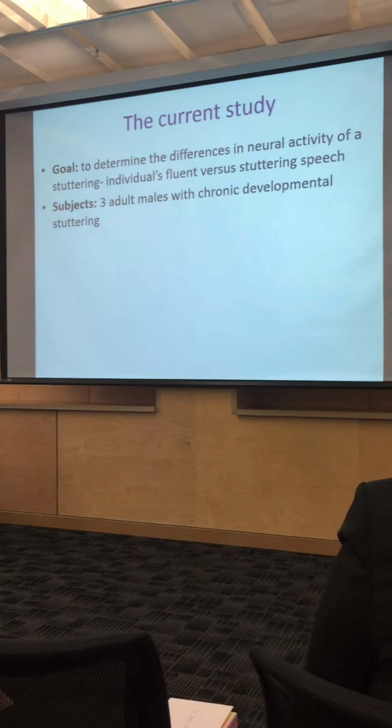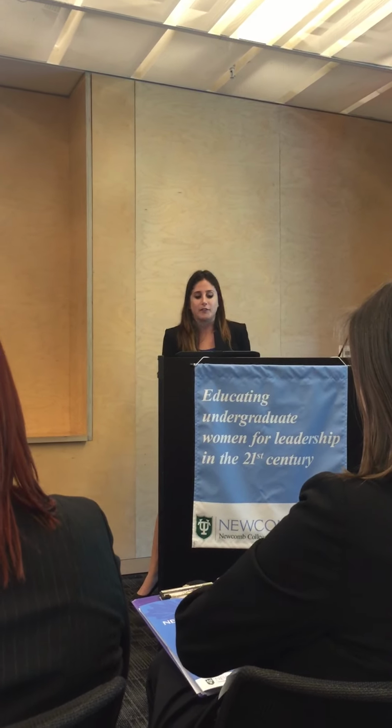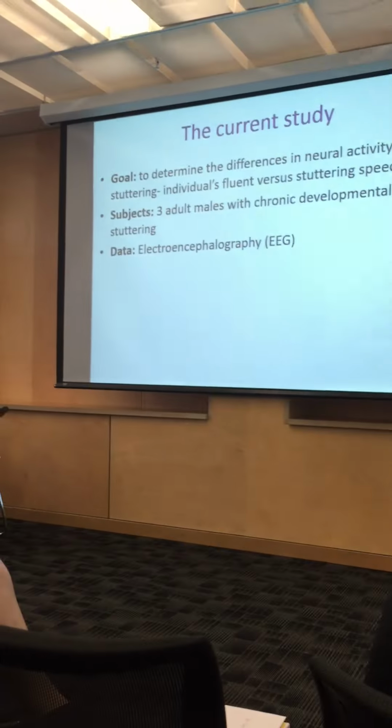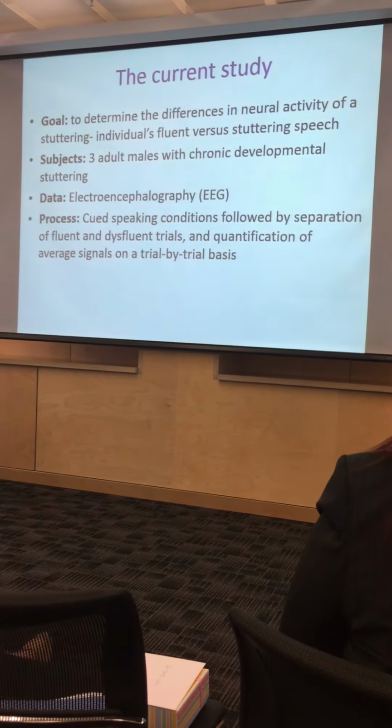So we have 3 adult male stutterers in this experiment, and I know it seems like a small number, but we're doing a trial-by-trial analysis. So we're not trying to generalize our data. We're really looking on an individual basis, and analysis is only going to be per each individual. And how we're going to get our data is with electroencephalography, which I'm going to get into in the next slide.